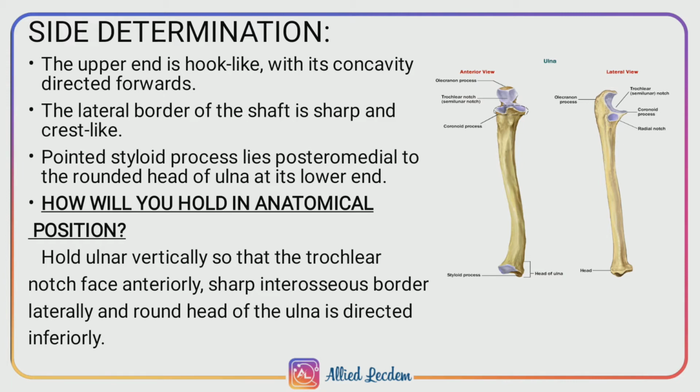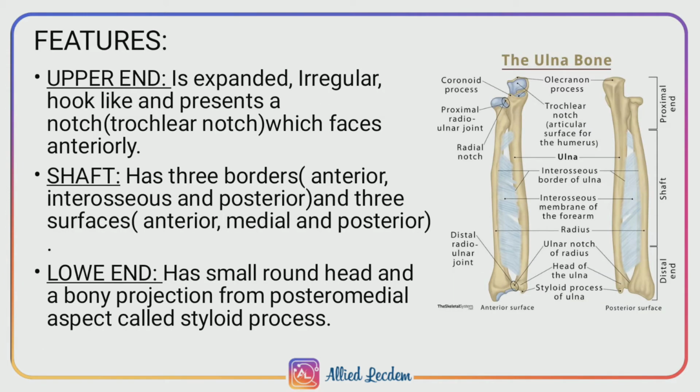And what is the anatomical position in which the bone should be held? That is, the ulna should be held vertically so that the trochlear notch faces anteriorly, the sharp interosseous border faces laterally, and the round head of the ulna is directed inferiorly. Next, the parts or features of the ulnar bone are the upper end, shaft, and the lower end.